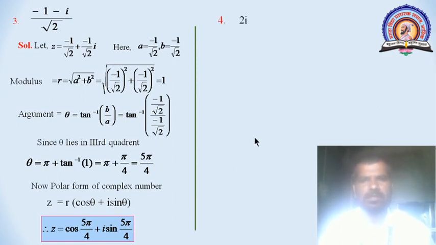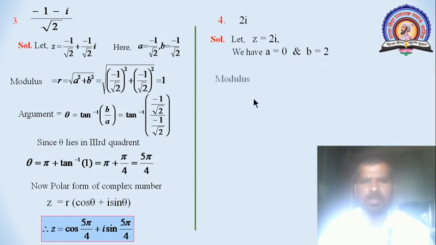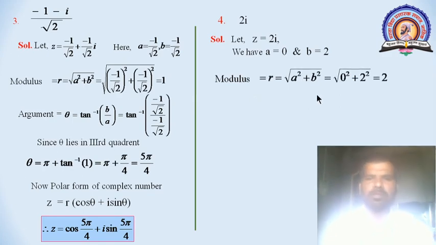2i. So let z is equal to 2i. Here the real part is 0, the imaginary part is 2. So therefore a is equal to 0, b is equal to 2. Therefore modulus of the complex number z is equal to r is equal to under root of a square plus b square, which is equal to under root of 0 square plus 2 square, which is equal to root of 4, which is equal to 2.